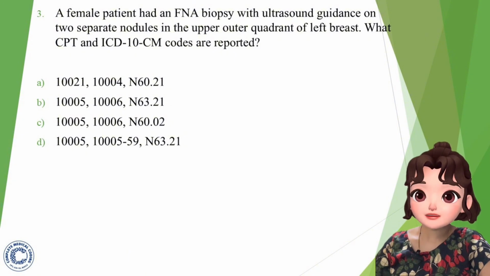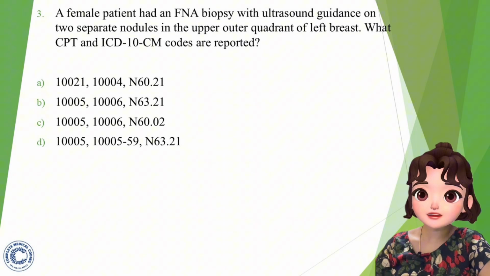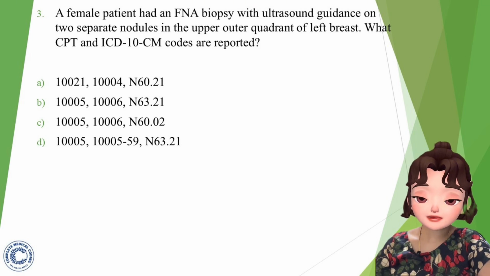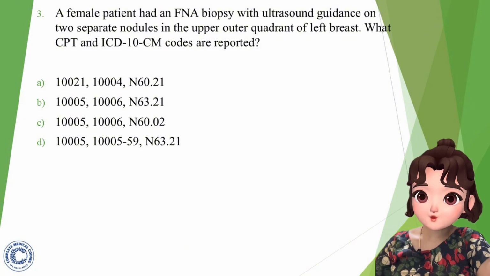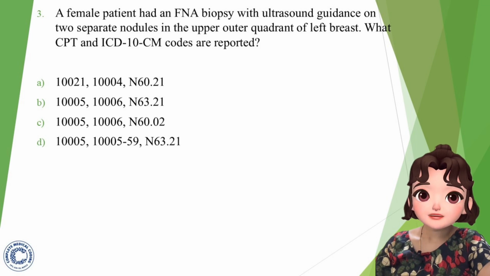What is N60.21? In option A, N60.21. Fibroadenosis of right breast. No, that is wrong. What is N63.21? As in option B. Unspecified lump in the left breast, upper outer quadrant. Yes, this is what we need. Left breast, upper outer quadrant. So N63.21 is our correct ICD code, which is there in options B and D.